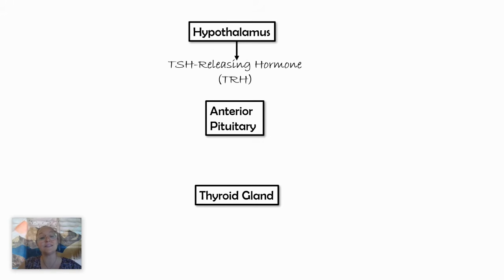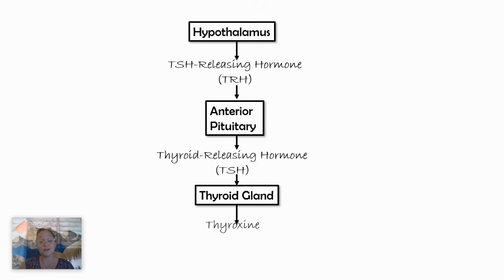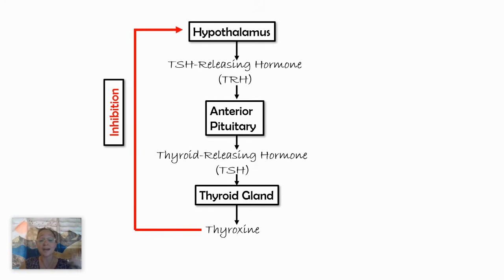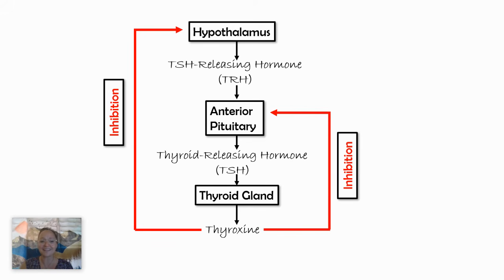It produces the TRH hormone, and then that will target the anterior pituitary. Then in response, the anterior pituitary will produce TSH, which targets the thyroid gland, and then the thyroid gland in response produces thyroxine. So the levels of thyroxine will be detected by the hypothalamus as well as the anterior pituitary, and depending on the levels of thyroxine.